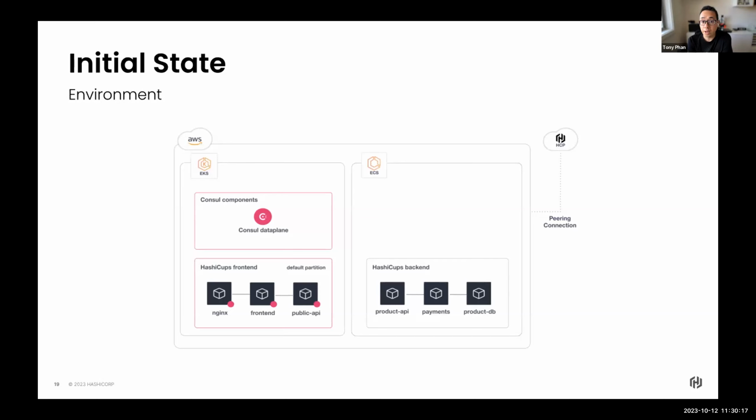And then I have a lot of my back-end services on ECS. So things like the product API, the payments, and the database, where the product DB is actually a Postgres database, and for payments, there's actually a Redis. So there are a few moving components to this. And I'm using Consul on HCP as well for this.